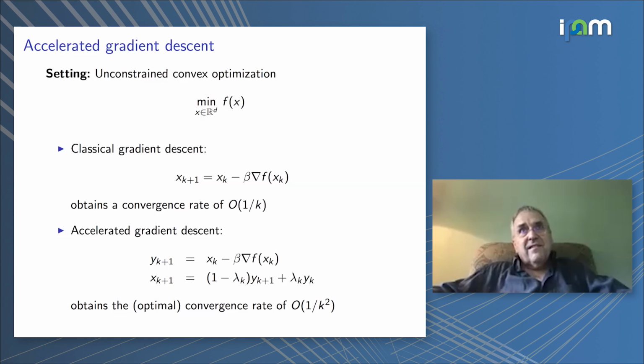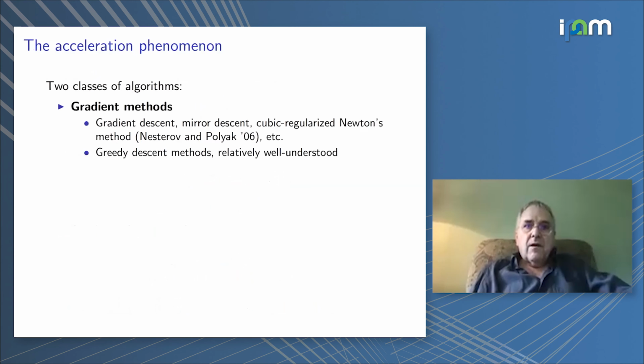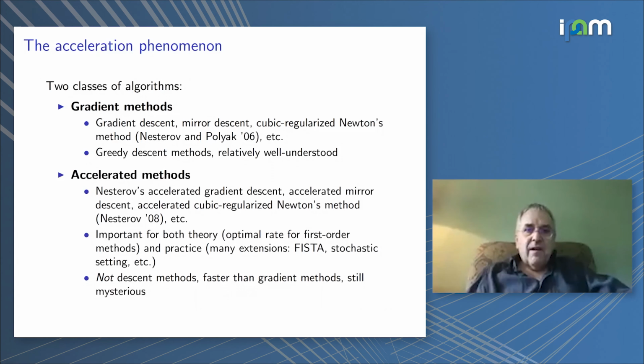We want to get rates in continuous time, and we also want to have a variational perspective. We want to answer the question, what's the fastest you can go? Is there a procedure which is the fastest way to optimize? Is there an optimal way to optimize? All right. So this acceleration phenomenon is going to guide us. These are a class of methods which are not descent methods, but they're somehow faster.